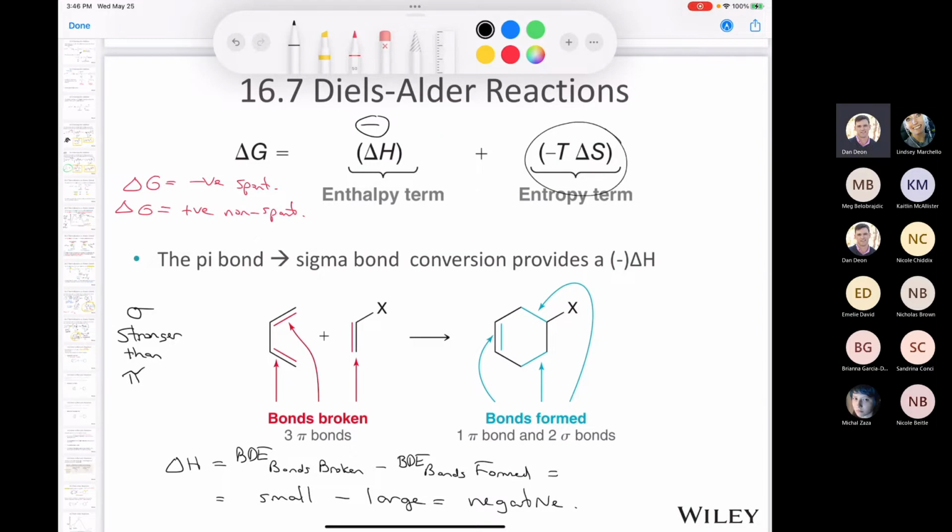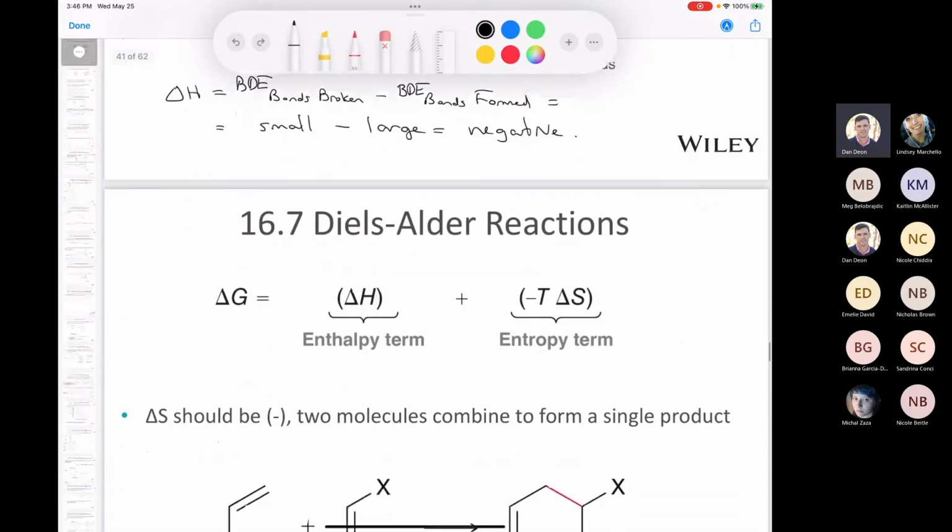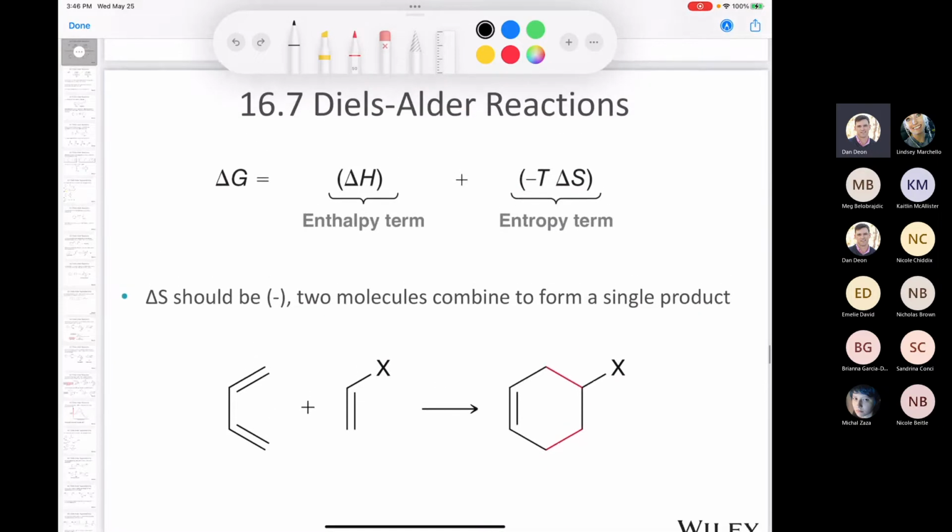So what about the T delta S term? Is that negative or positive? Well, let's take a look at it. If you're taking 2 reactants, the diene and the dienophile, and you're combining them together to make a single product, well, what's happening in terms of entropy? Your entropy is decreasing. Entropy is going down, right? Because you're making something that's more organized. Therefore, delta S should be a negative number. So we'll put here that this is negative, and then your delta S term is negative.